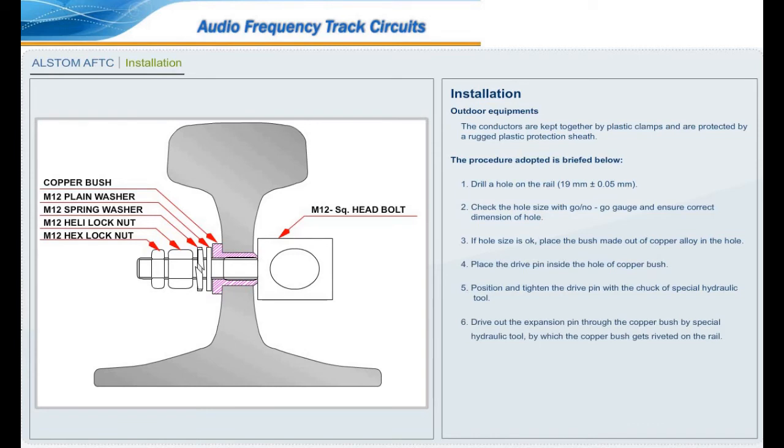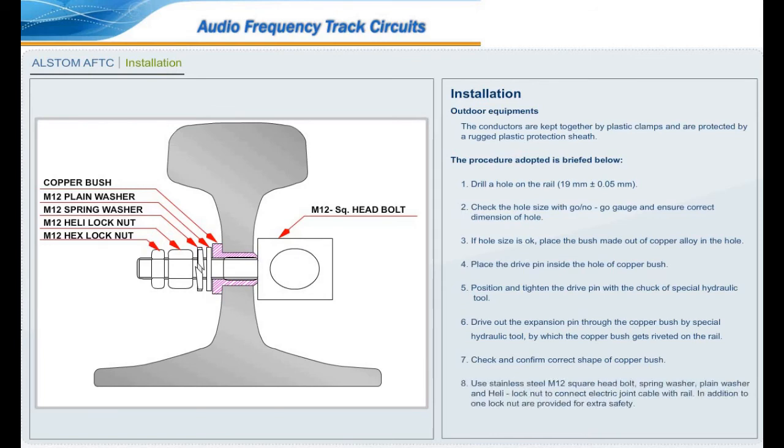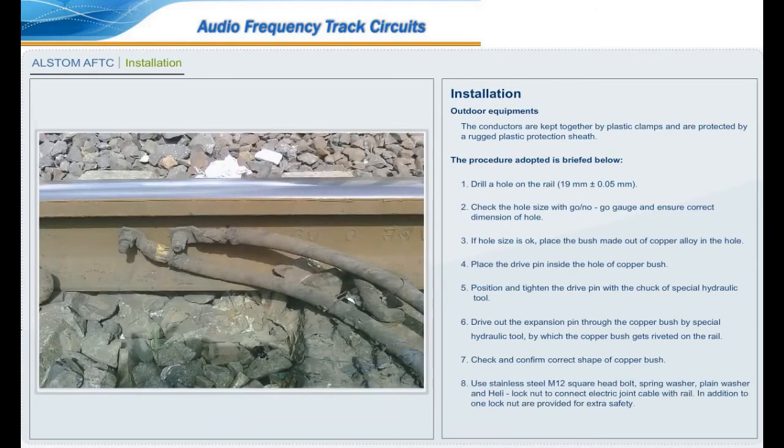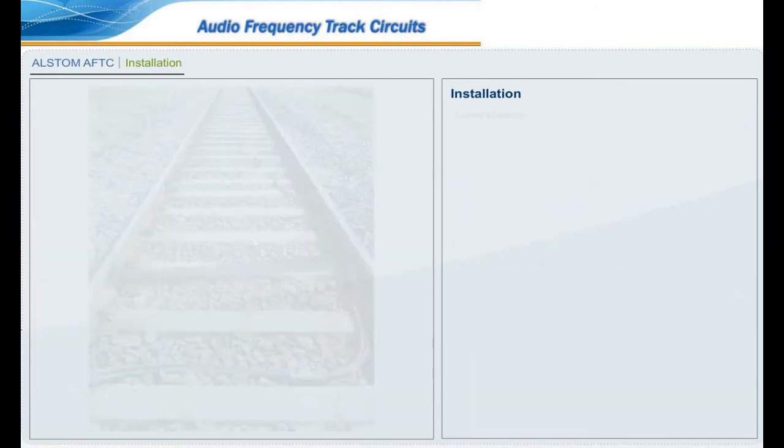Drive out the expansion pin through the copper bush using the special hydraulic tool, by which the copper bush gets riveted on the rail. Check and confirm the correct shape of the copper bush. Use a stainless steel M12 square head bolt, spring washer, plain washer and heli-lock nut to connect the electric joint cable with the rail. In addition, 1 lock nut is provided for extra safety.